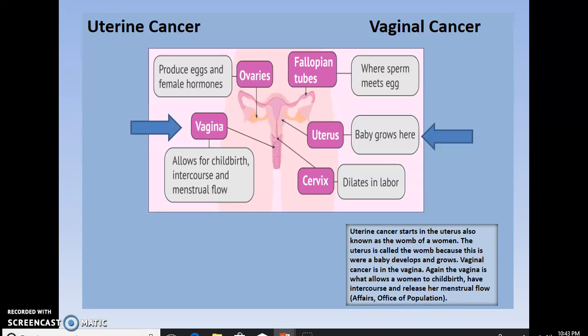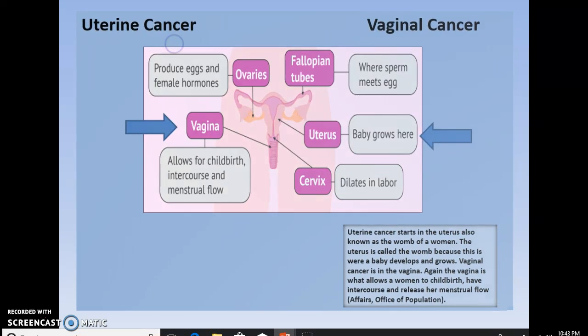Again, and well, to move on, vaginal cancer is located in the vagina. Again, the vagina is what allows a woman to give childbirth, have intercourse, and release her menstrual flow.